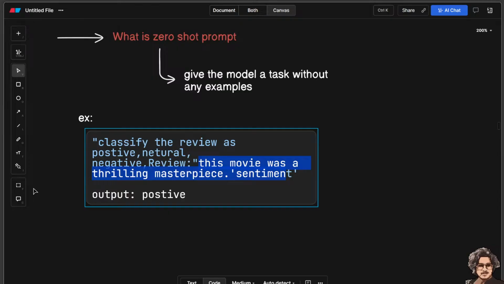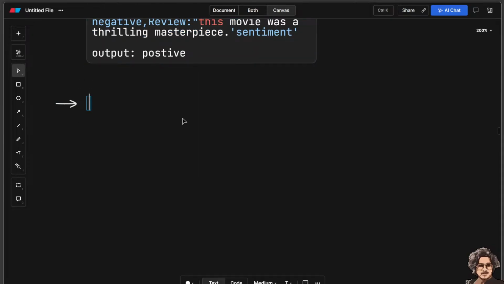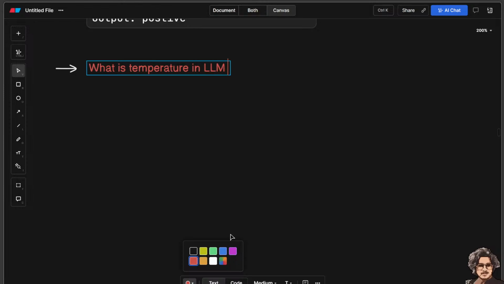So let's move to the next question: what is temperature in the LLM configuration? What is temperature?